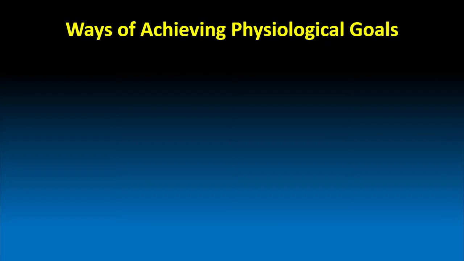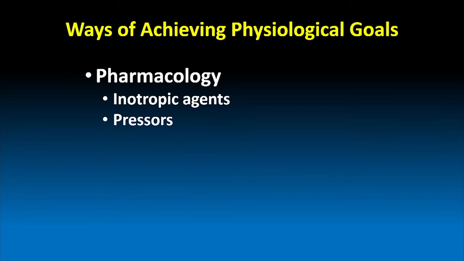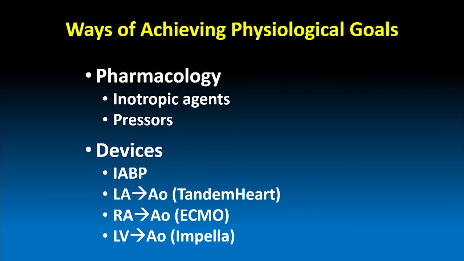So what are the ways of achieving the physiological goals? Well, we've already mentioned pharmacologic inotropic agents and pressors, and then we have devices. And we've heard about the balloon pump. We heard about left atrial to aortic pumping, which is the TandemHeart. We heard about LV to aorta pumping, which is the Impella device. But the other device that's now used very commonly in cardiogenic shock is ECMO, right atrial to aortic pumping.